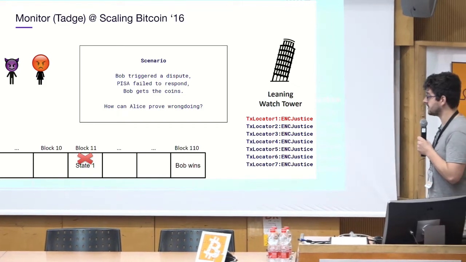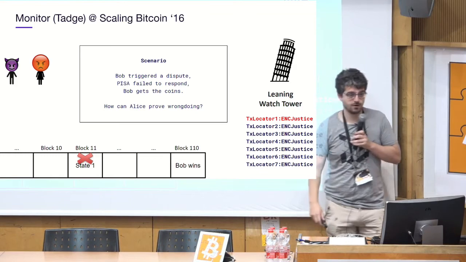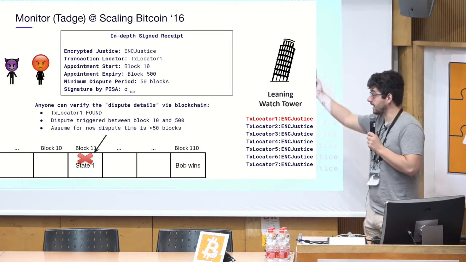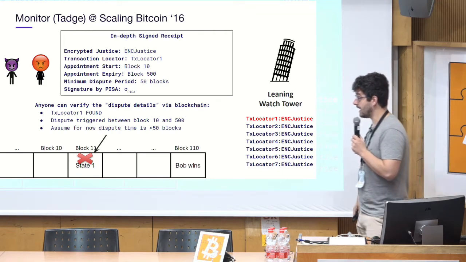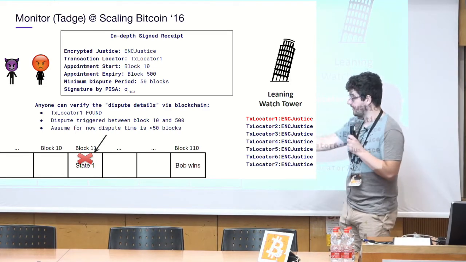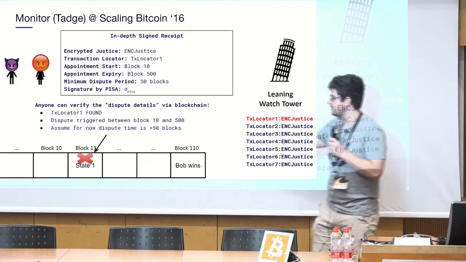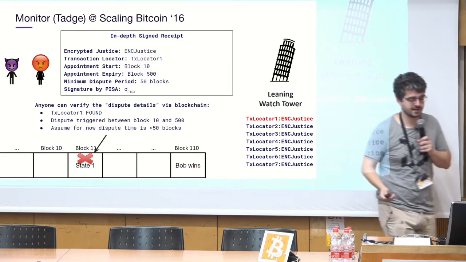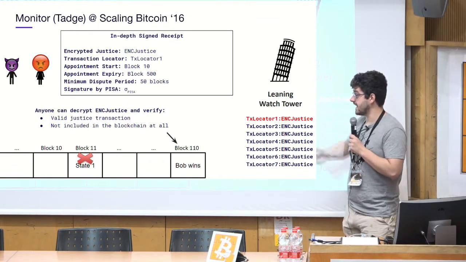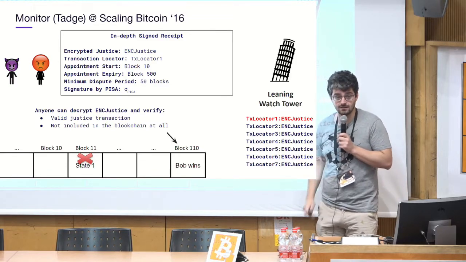Okay, so what about this scenario? Bob triggered a dispute, TESOD failed to respond, and Bob gets the coin. How do we prove the wrongdoing here? Well, we have the signed receipt. So what we can do is that anyone can verify the transaction locator was found, it was within the correct blocks, block 11, block 100, and for now we assume the dispute time is fine because I don't want to display another transaction. And anyone can decrypt the justice transaction and they can verify that it was indeed a valid transaction and it didn't get in the blockchain.